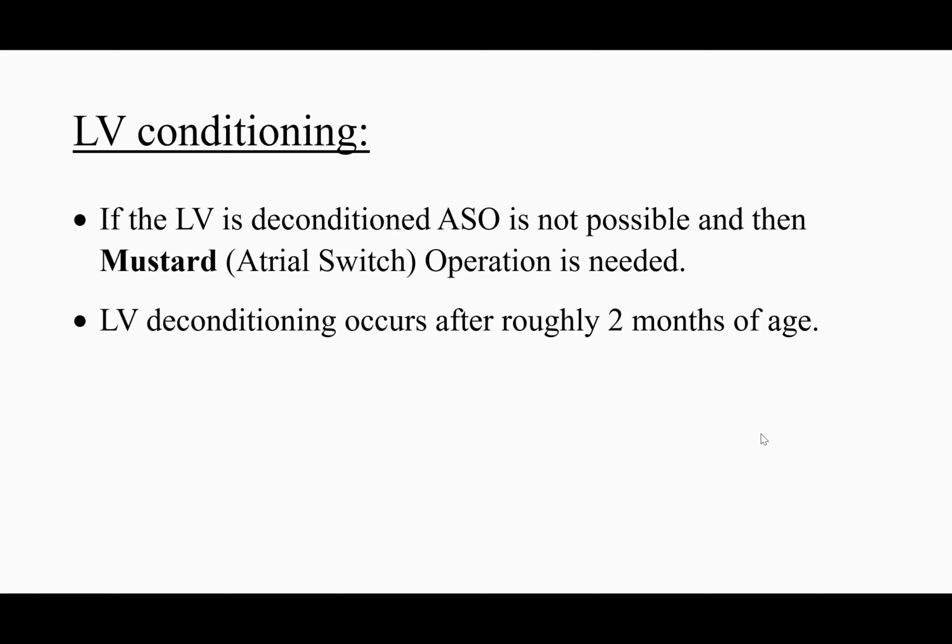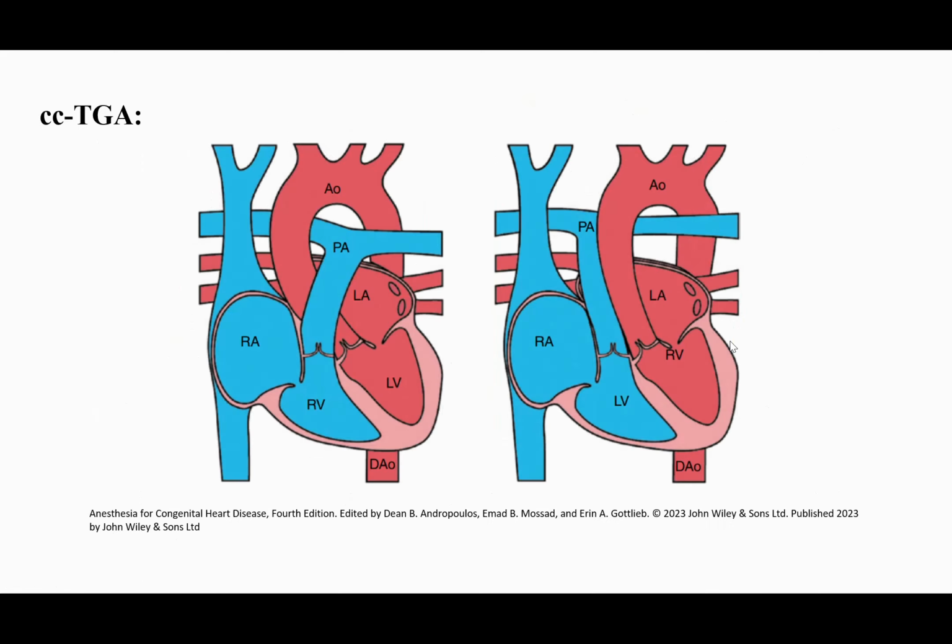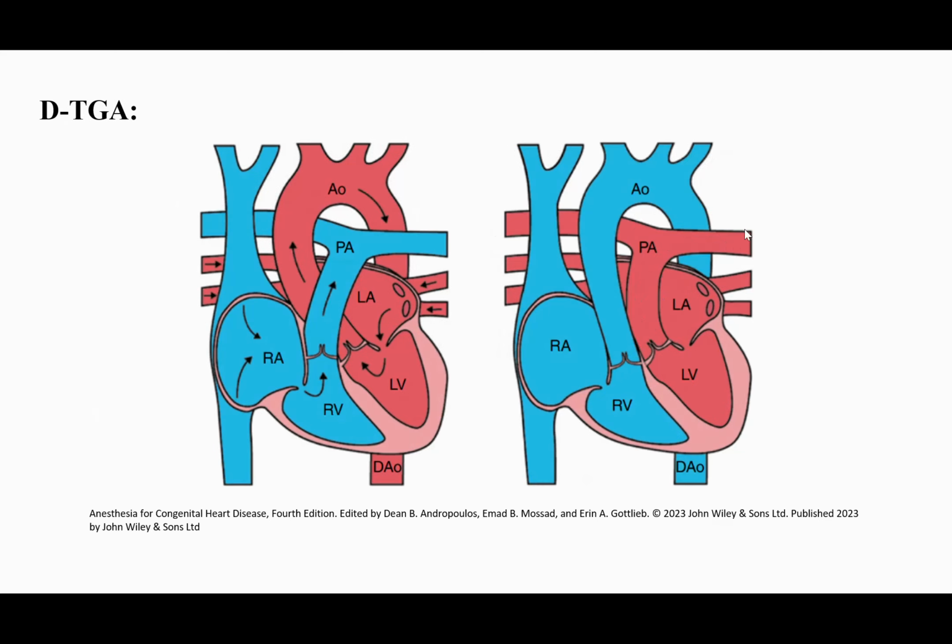LV conditioning. If the LV is deconditioned, the switch is not possible, and then a Mustard atrial switch operation is needed. LV conditioning occurs after roughly 2 months of age. So to go back to the image, in cases of DTGA, after birth, the left ventricle is exposed to the pulmonary artery pressure, the pulmonary vascular resistance, and the right ventricle is exposed to the systemic vascular resistance.